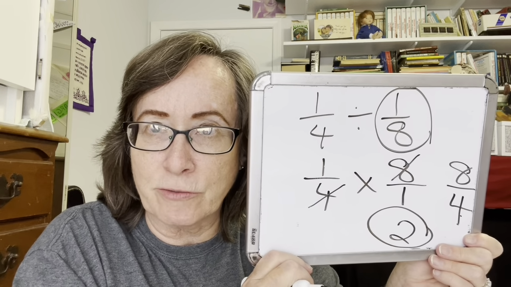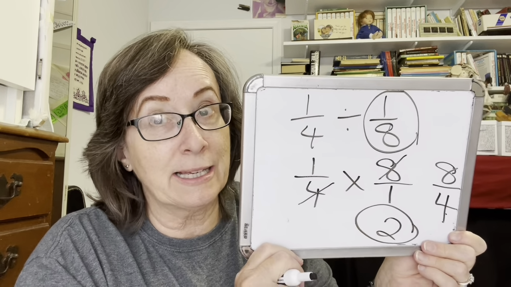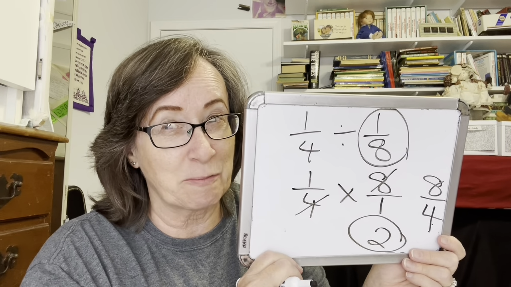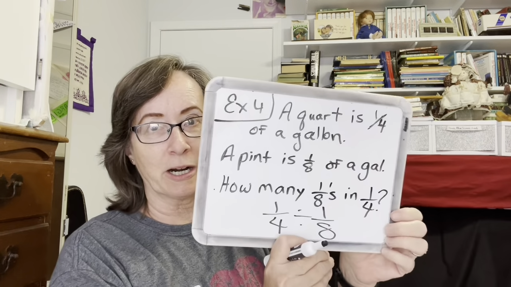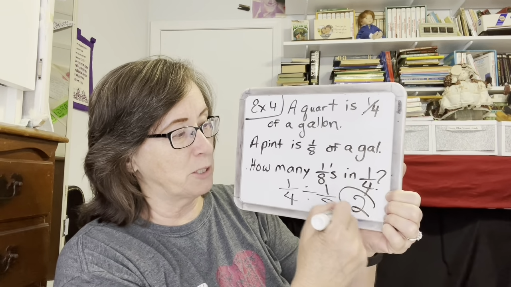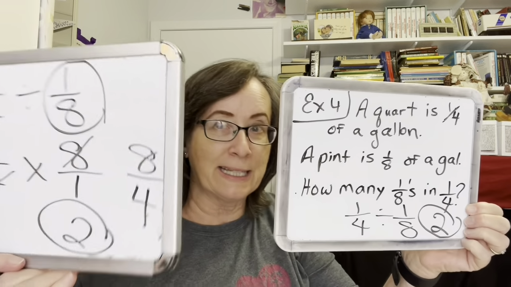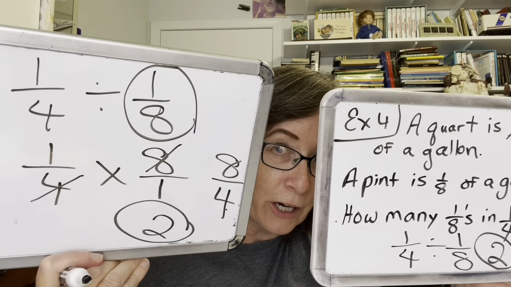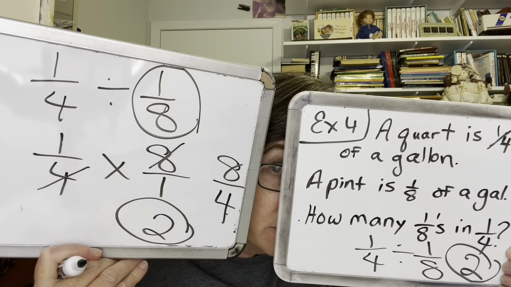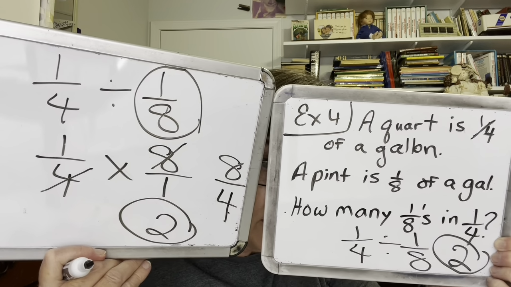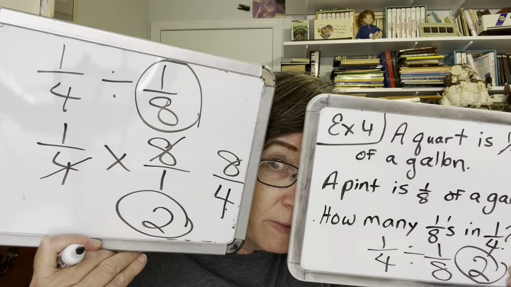Which way is easier for you? Canceling is usually easy because it doesn't require much multiplication. It really does simplify as you go. All right. So the answer to example 4 is 2. But do I just want to see a 2 there, or do I want to see all of this work? I want to see all of the work. Okay? All of it.